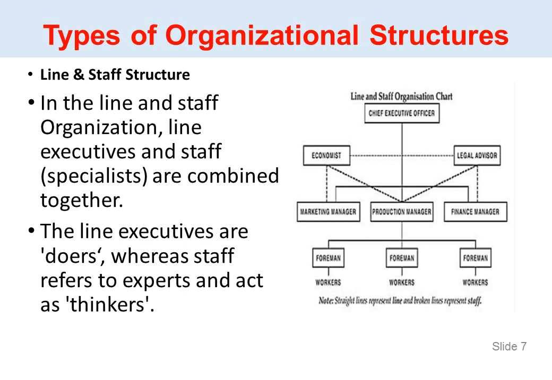The line executives are the doers, whereas staff refers to experts and acts as thinkers. The managers are doing, the experts are thinking. It means this staff is for consultation. They advise, they give you comments, proposals, and so on.